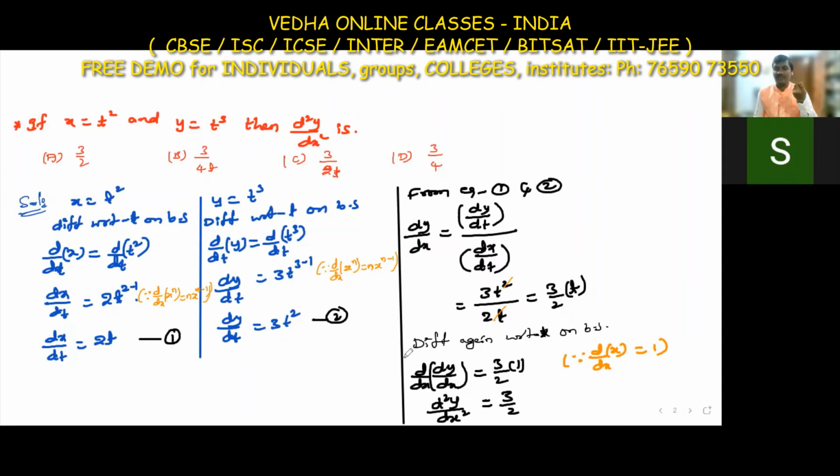Now we are differentiating again with respect to x on both sides, which means we write d by dx on the left side and d by dx on the right side. So d by dx of dy by dx is d square y by dx square. Already we know that d by dx of x is equal to 1. Similarly, if we differentiate t also, we get 1. So 3 by 2 into 1 is 3 by 2. What option is correct, ma'am? Option A is the correct answer.